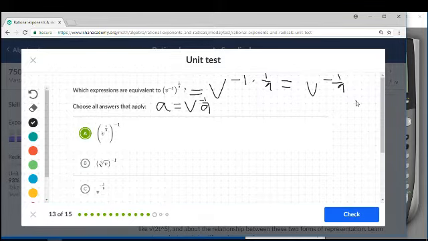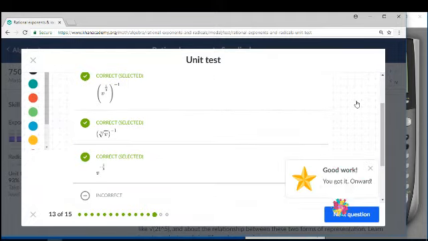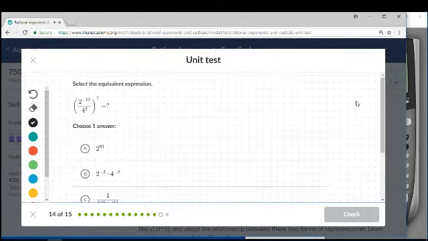For b, the 9th root of v to the negative 1 is just the same thing as v to the 1/9 to the negative 1, so b is going to be it. And then v to the negative 1/9 is option C as well. So we have A, B, and C. All are correct.